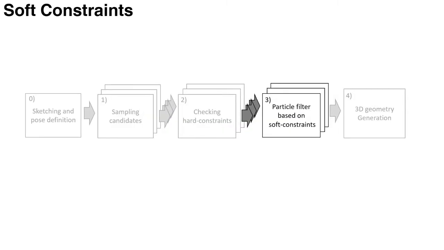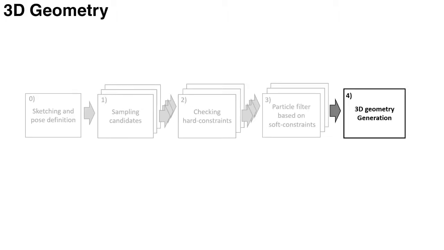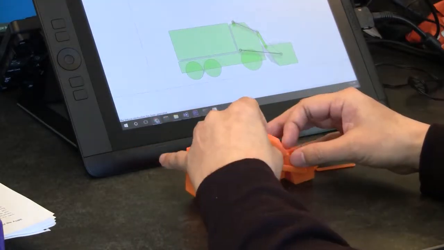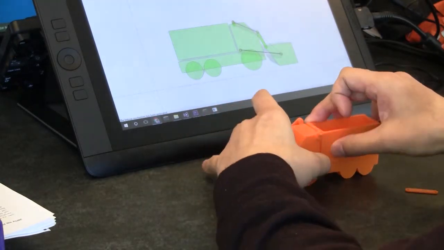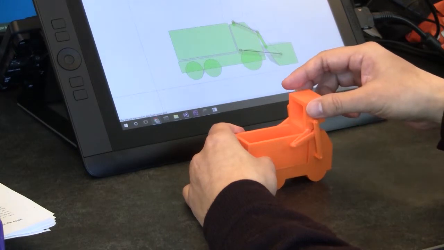Once a set of valid candidates is obtained, we perform a particle filter to improve the candidate linkages based on the cost function, which is defined as a weighted sum of the soft constraint terms. Then the best linkage is selected to generate the output. The output of our approach is a 3D geometry that is ready for fabrication. The printed parts can be easily assembled.